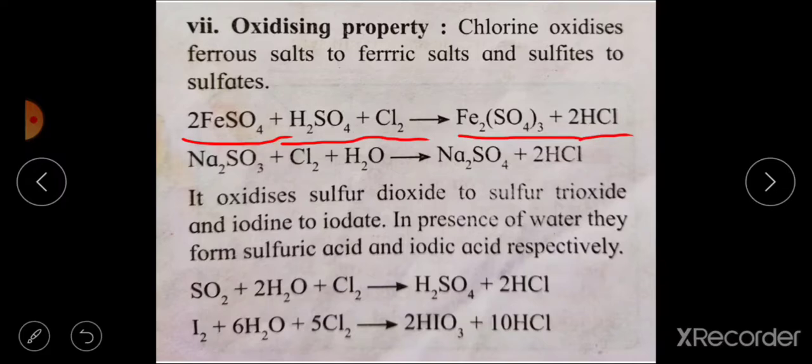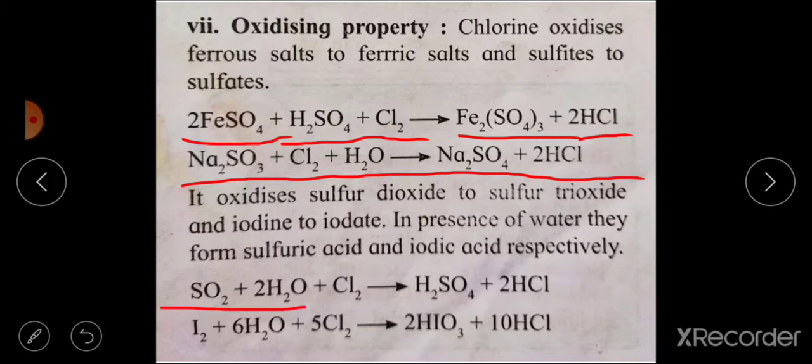Then sodium sulfite reacts with chlorine plus water to form sodium sulfate, and HCl is produced. It oxidizes sulfur dioxide to sulfur trioxide, you can see this reaction, and iodine to iodate. In the presence of water, they form sulfuric acid and iodic acid.